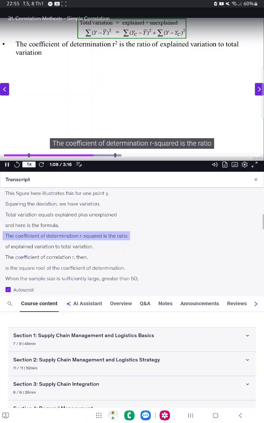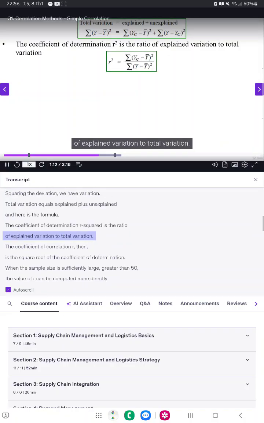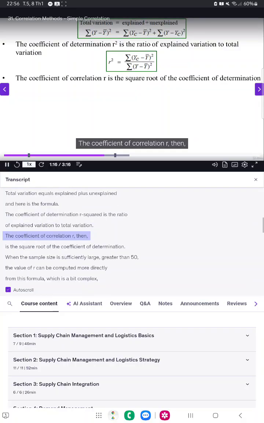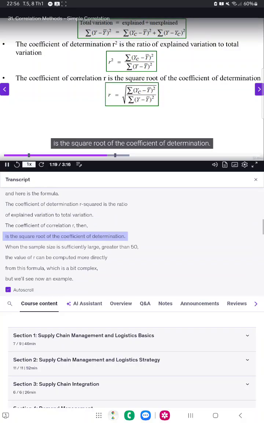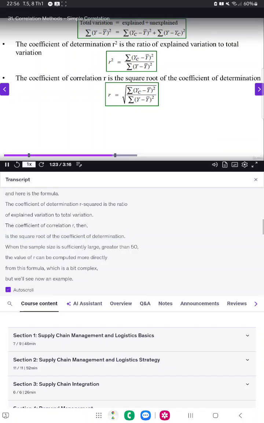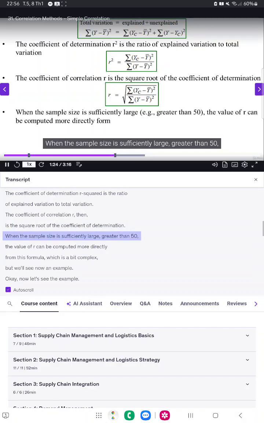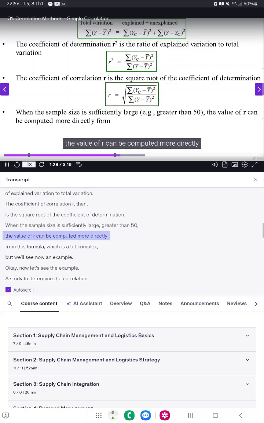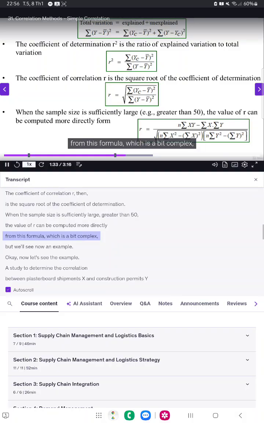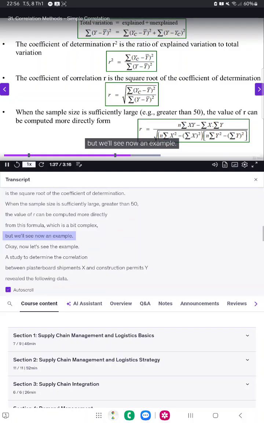The coefficient of determination R squared is the ratio of explained variation to total variation. The coefficient of correlation R then is the square root of the coefficient of determination. When the sample size is sufficiently large, greater than 50, the value of R can be computed more directly from this formula, which is a bit complex, but we will see now an example.